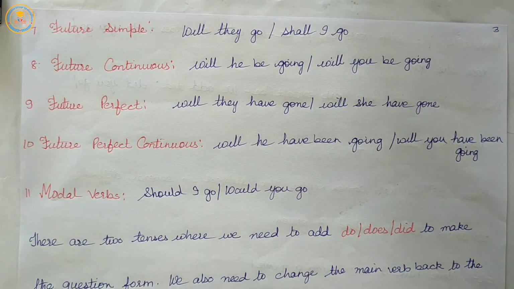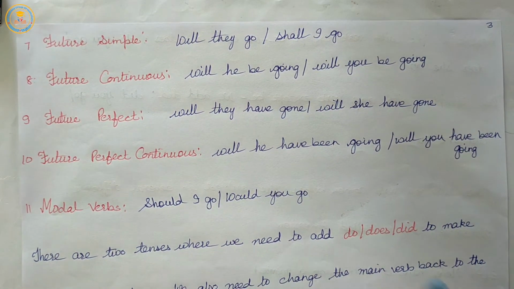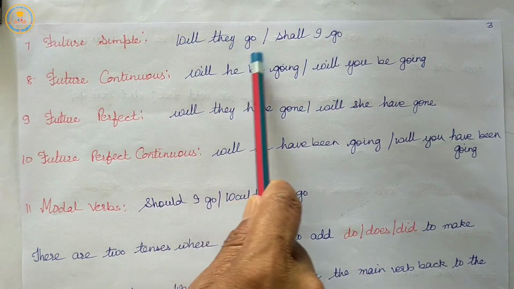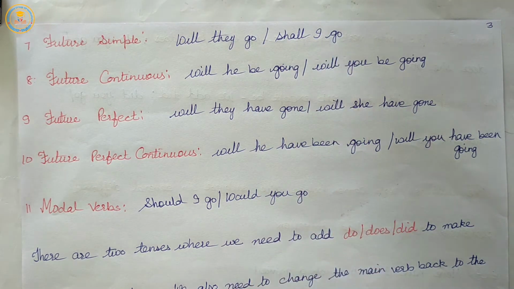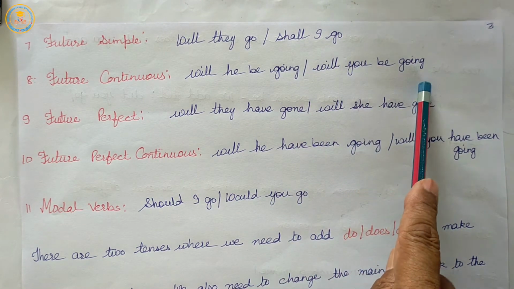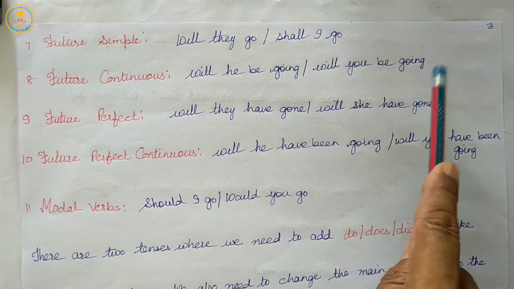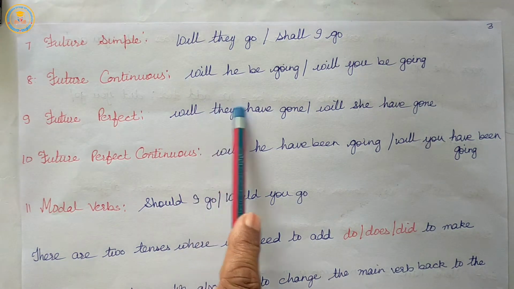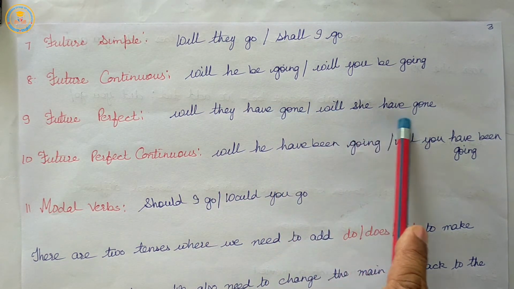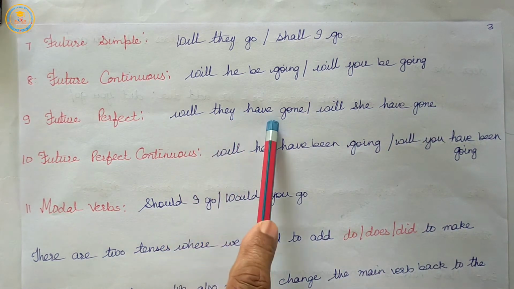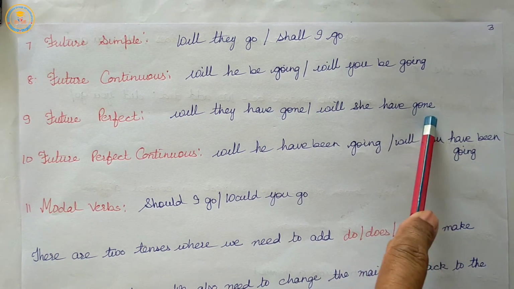So, our next point is the future tenses. First we will take future simple. Will they go? Shall I go? Will they eat? Shall I eat? Next, future continuous: will he be going? Will you be going? Future perfect: will they have gone? Will she have gone?